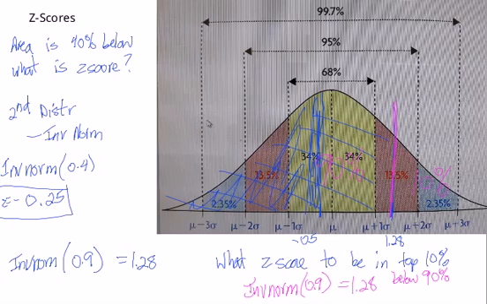Okay, so just be careful with any of those when you're doing the top portion or to the right. You got to subtract it from 100% before you do your calculations. And that's all for z-scores.